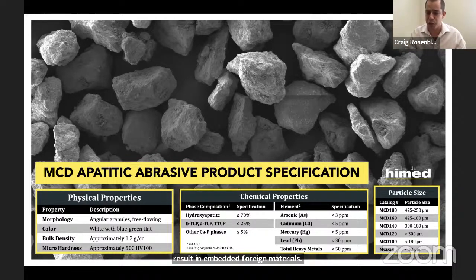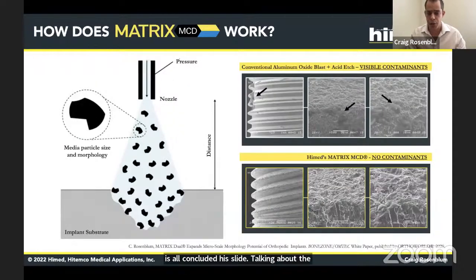Zalt concluded his slide talking about the cleanliness of the implant, and I think you'll see on this slide that blasting with MCD apatitic abrasive, because it's a resorbable blast media, will result in a surface which is properly textured and free of any embedded grit following a passivation operation, in contrast to what is conventionally used in this field.